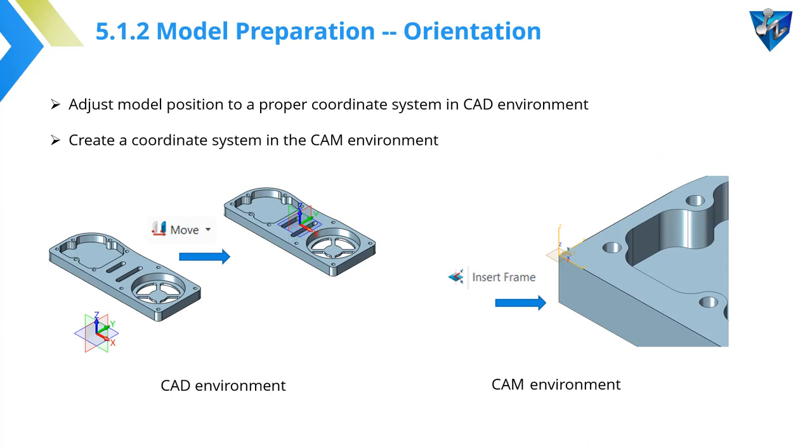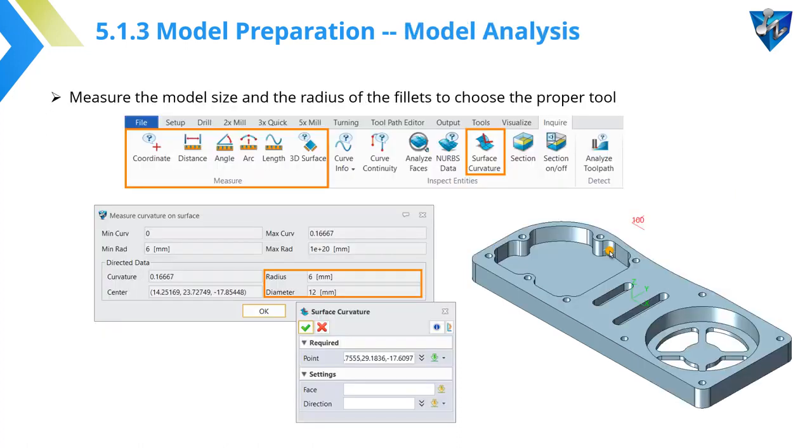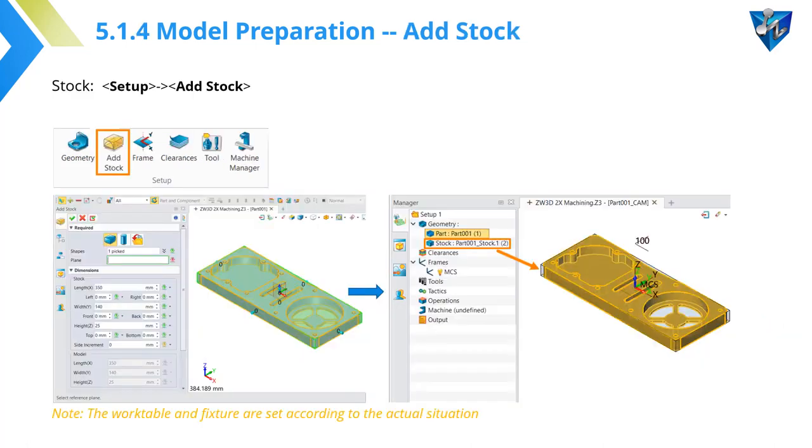And the next step, we need to orientate the models. So we can do the orientation both in CAD module or CAM environment. And then we need to analyze the models. We need to measure the model size or the radius of the fillets to choose the proper tool. And then we can add stock. And if necessary, we can add the work table and fixture also.